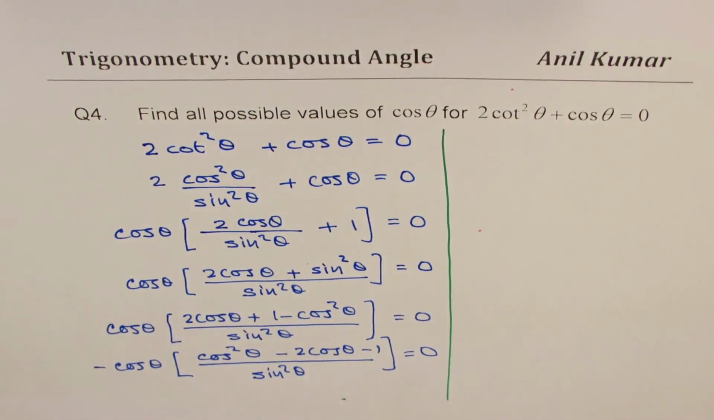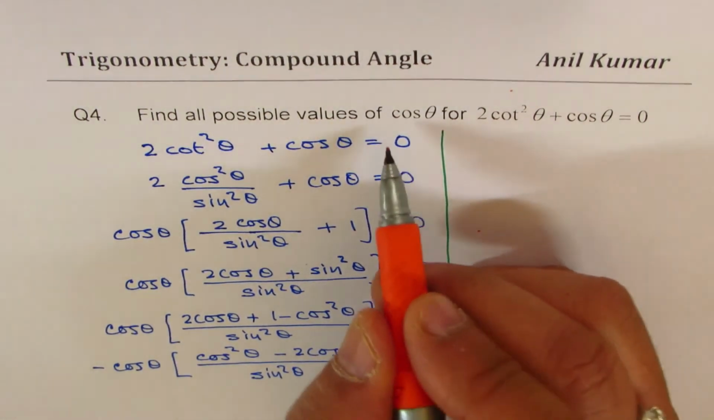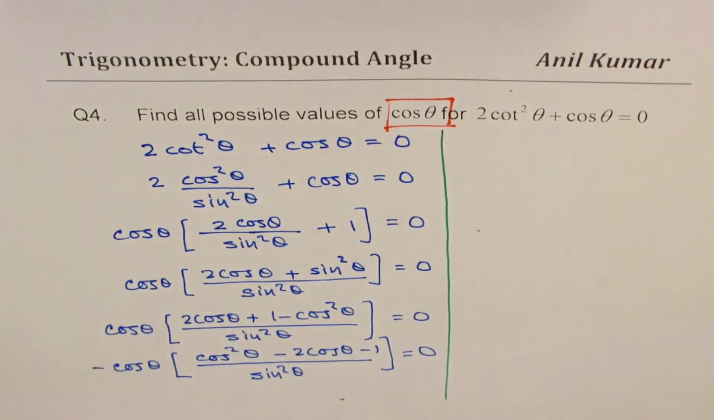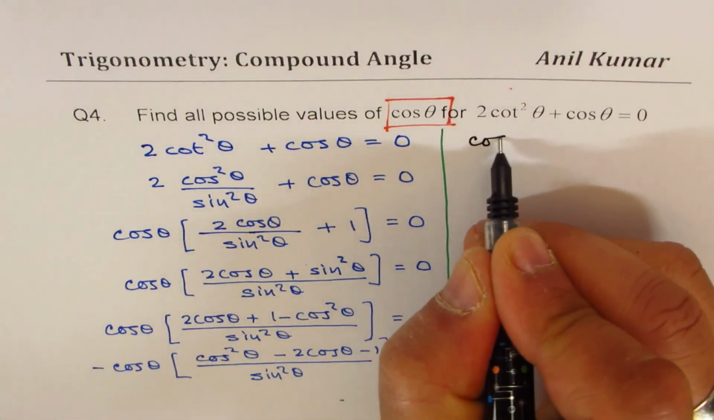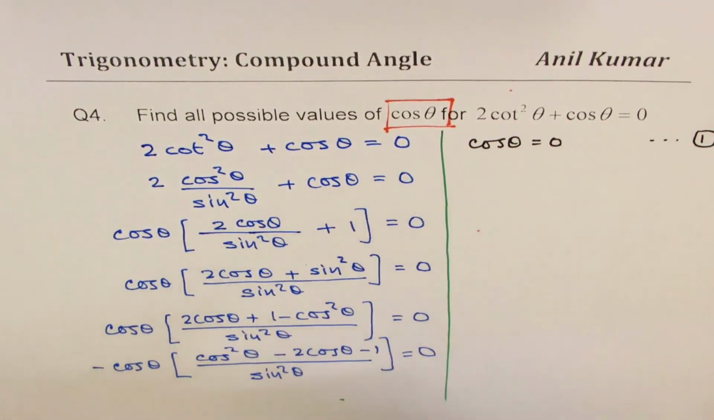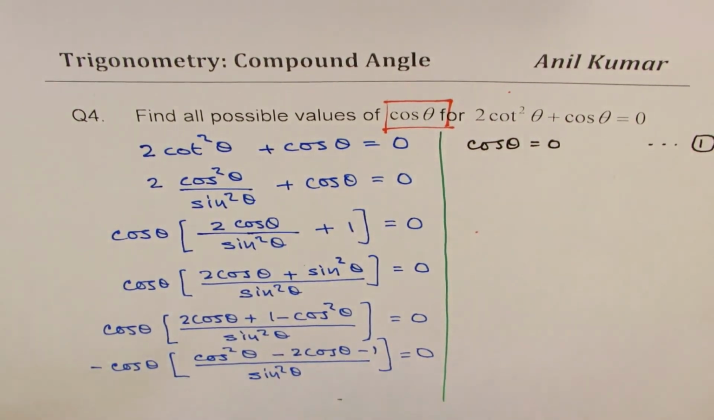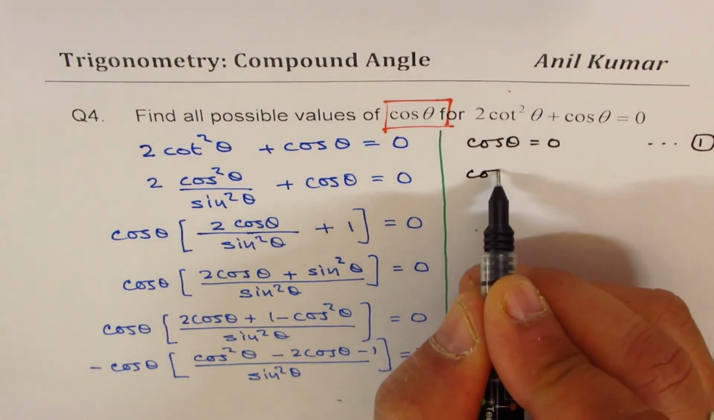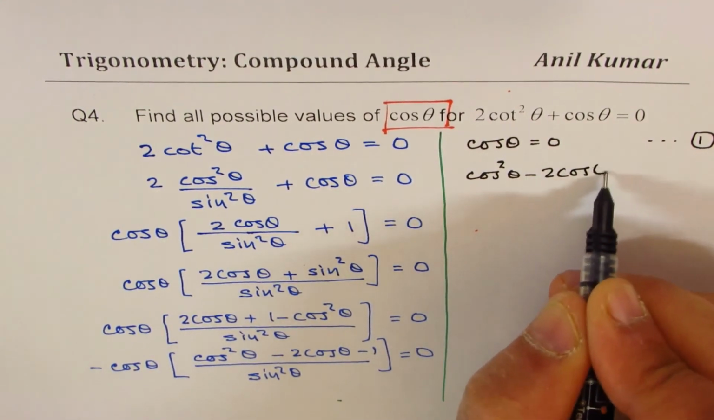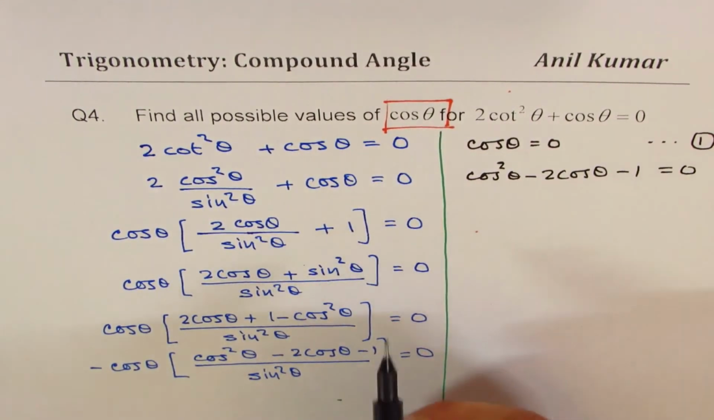Now we need to find the values for cos theta, not the angle theta, but cosine theta. So when this term on the left side is 0, we get one answer, which is cos theta equals to 0. That is one possible solution, correct? For the next solution, we need to equate the numerator to be 0, which is cos square theta minus 2 cos theta minus 1 equal to 0.